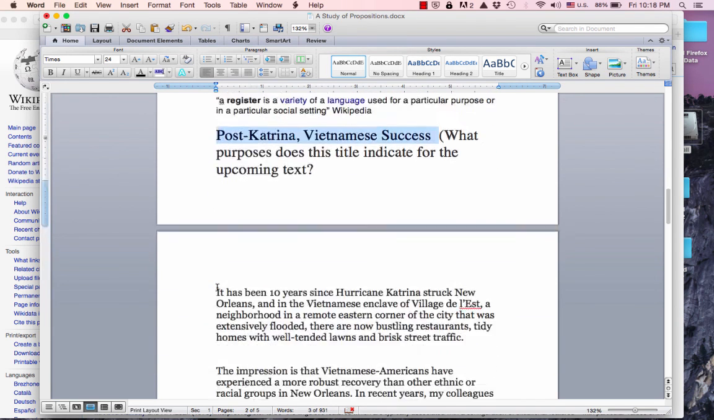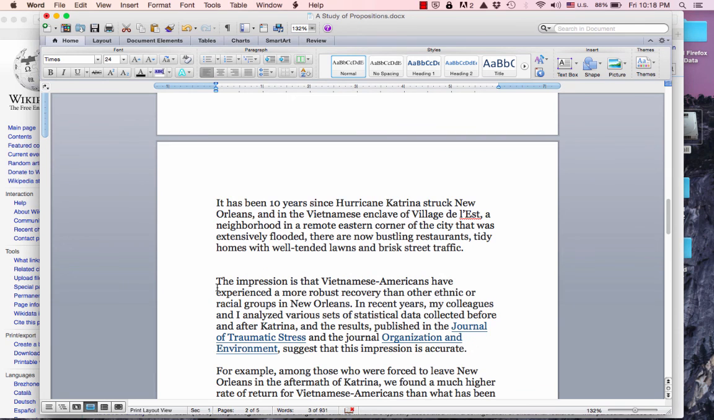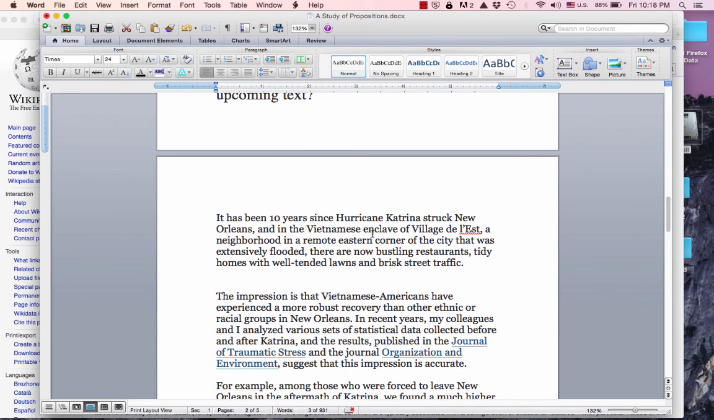Okay, because the text is going to tell you about, just scanning very quickly, a Vietnamese enclave of Village de l'Est in New Orleans, and about Vietnamese Americans. All right, I'm going to leave it at that for now.